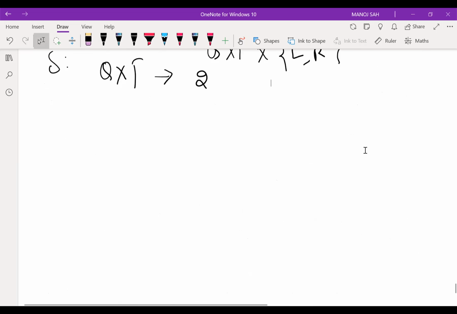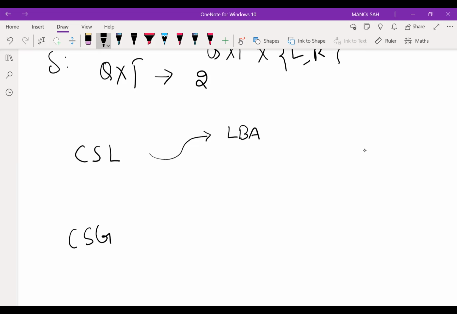The language which is accepted by LBA or generated by CSG is called CSL. So what is context sensitive language? The language which is accepted by LBA, or which is generated by a context sensitive grammar, we will call CSL. You can understand it in this way.